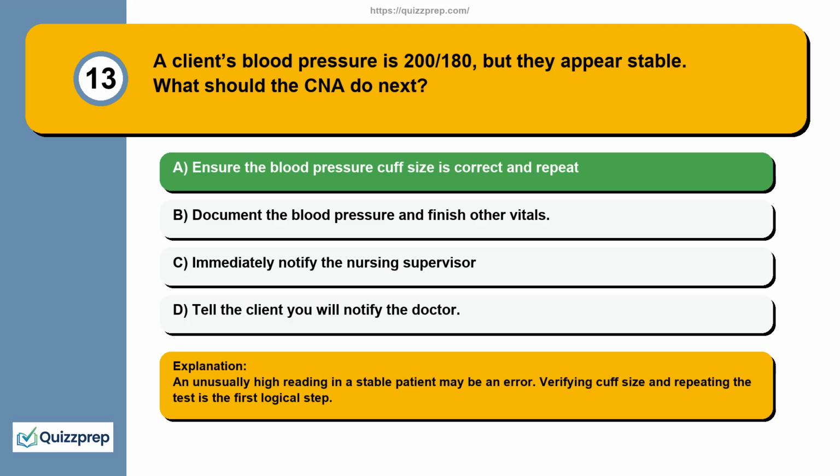An unusually high reading in a stable patient may be an error. Verifying cuff size and repeating the test is the first logical step.